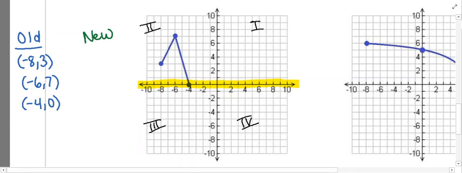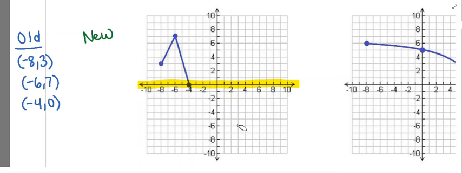Okay, now we have to be very accurate when we draw in the symmetry. We can't just draw a similar looking shape in quadrant 3. Like I said, we're going to move each individual point and get 3 new points, and then connect those to get our graph. Let's see how this is done.